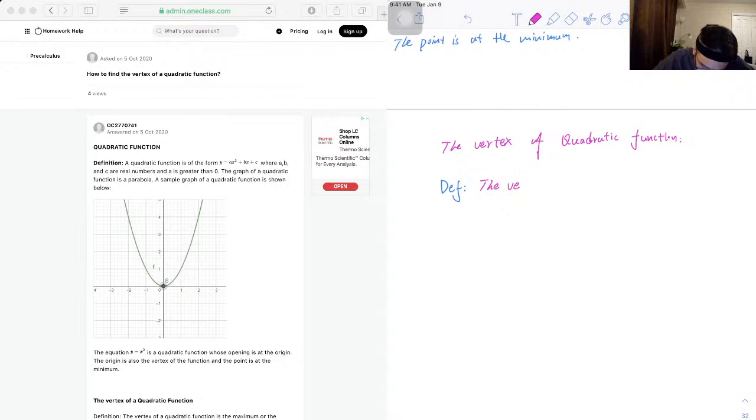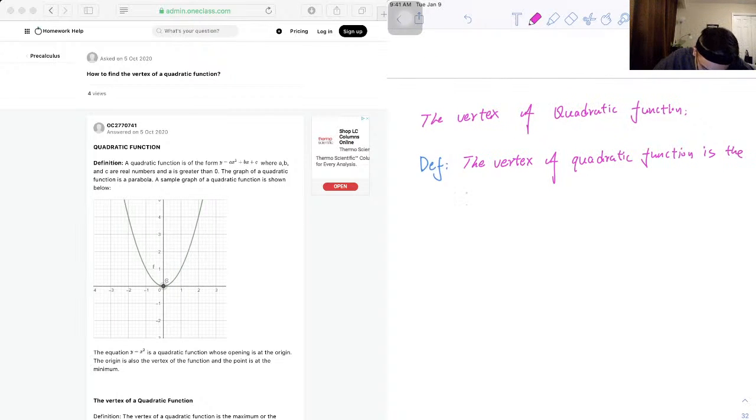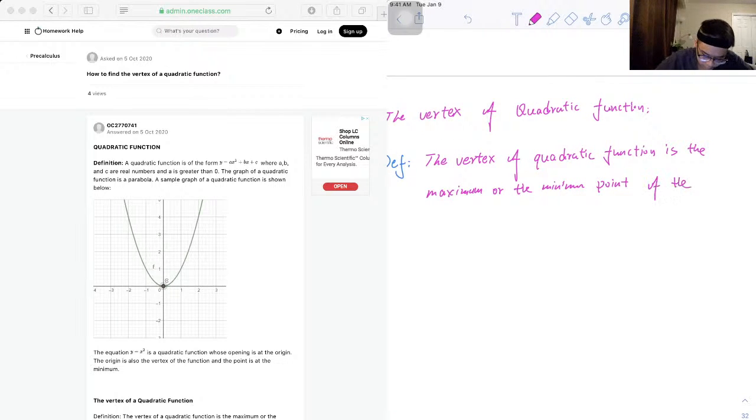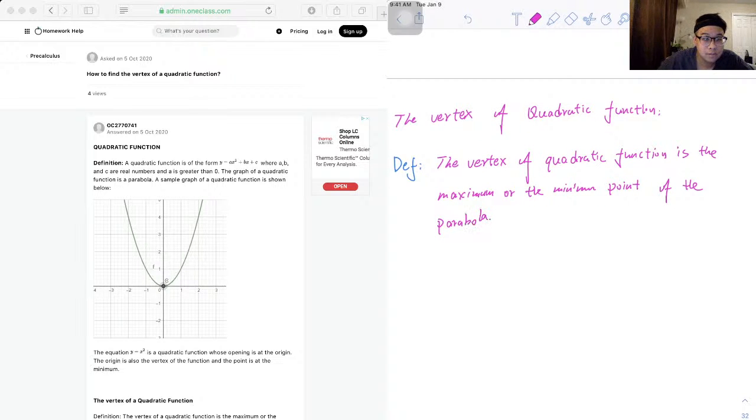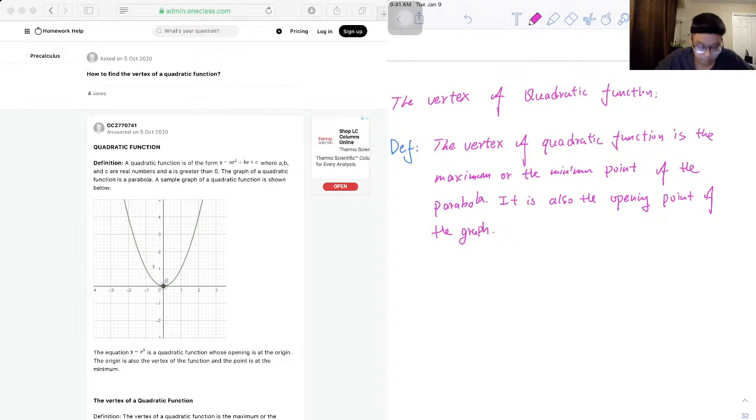So the vertex of a quadratic function is the maximum or the minimum point of the parabola, so it is also the opening point of the graph. It is also the opening point of the graph, and it is denoted by a point, like a coordinate, something like (x, y).